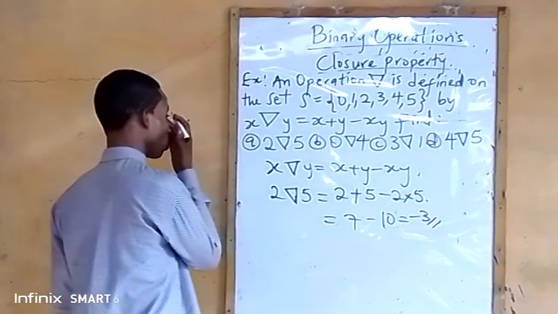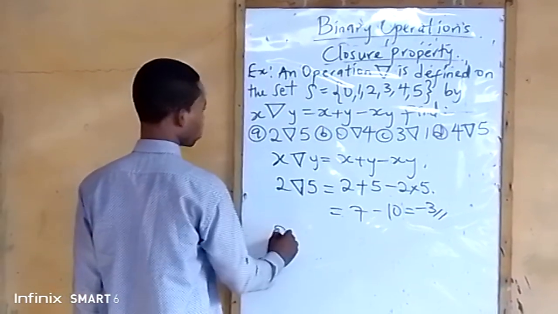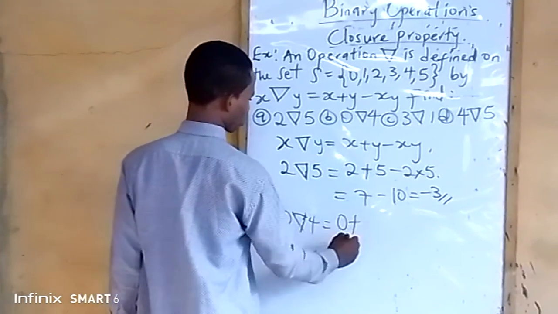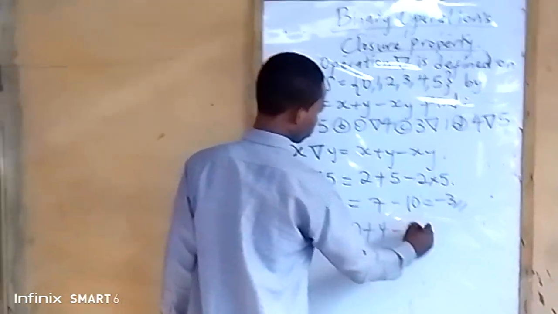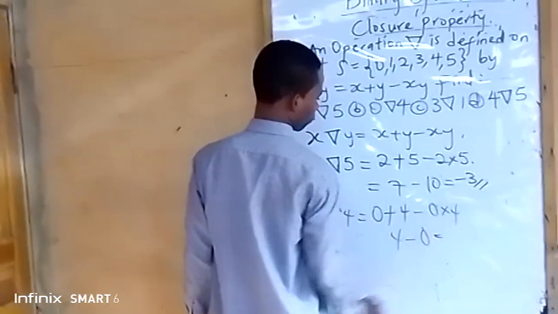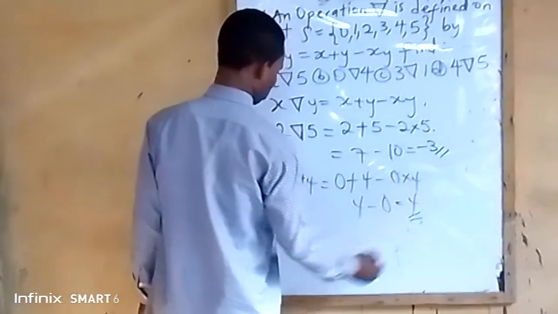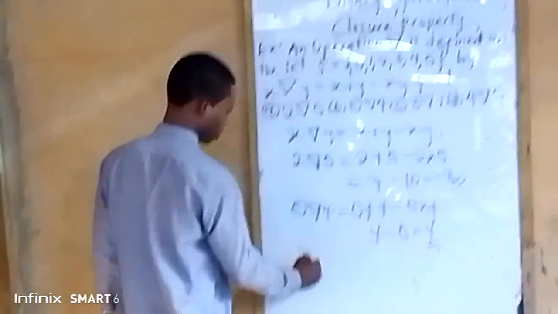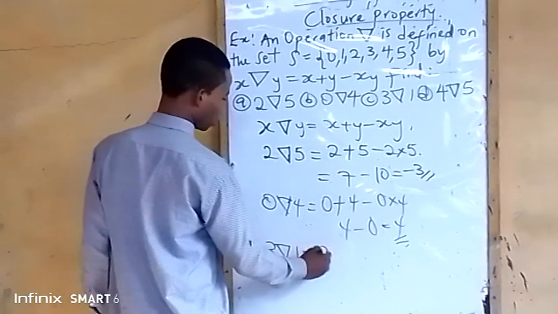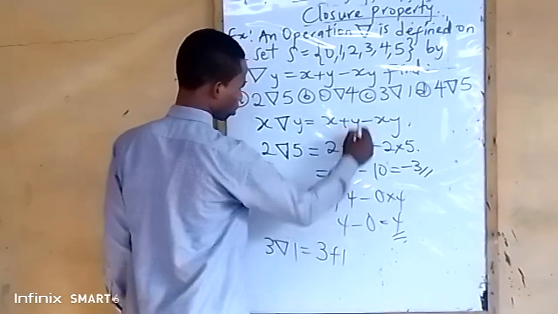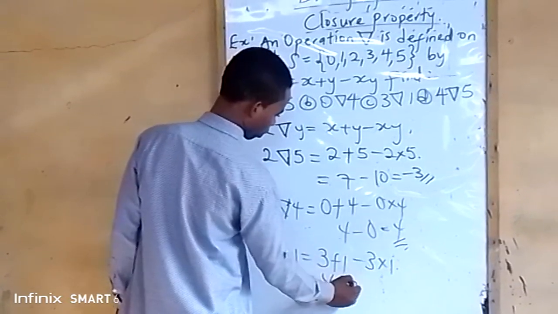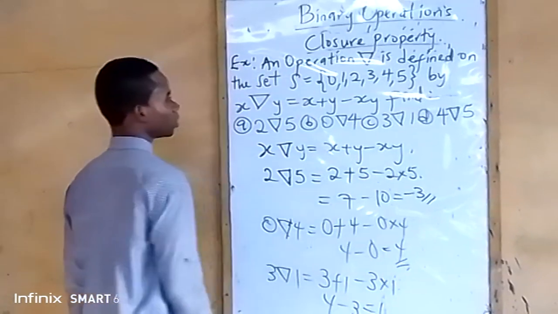Now, check for the second one. 0 operation 4. That is 0 plus 4 minus 0 times 4. 4 minus 0 times 4 is 0. 4 minus 0, that is 4. Now check for 3. 3 operation 1. So 3 plus 1 minus 3 times 1. 4 minus 3, that's 1. Check for the last one.